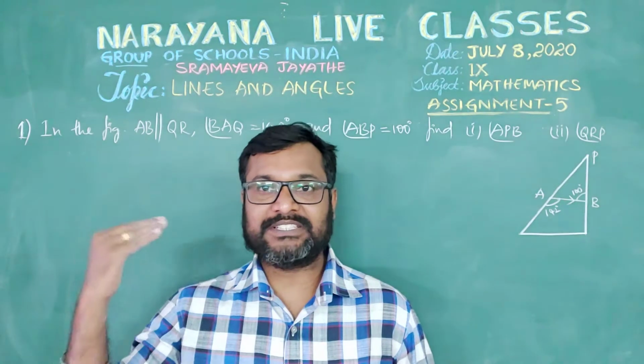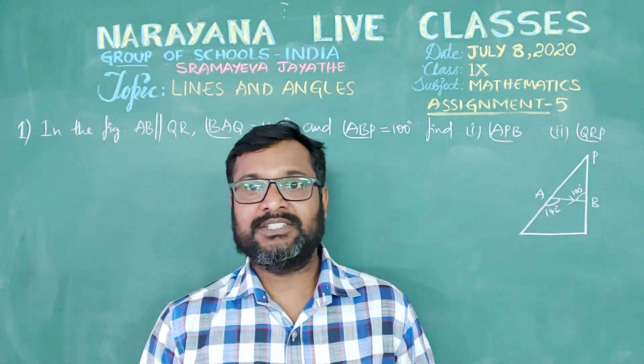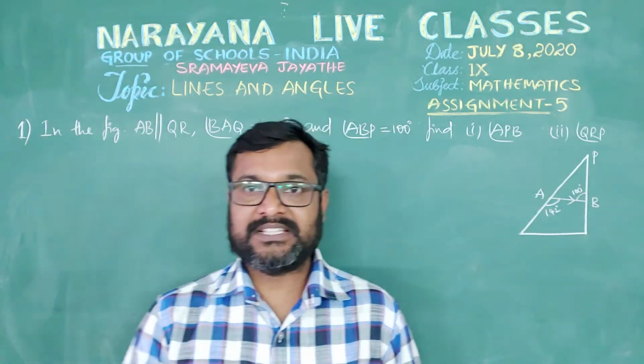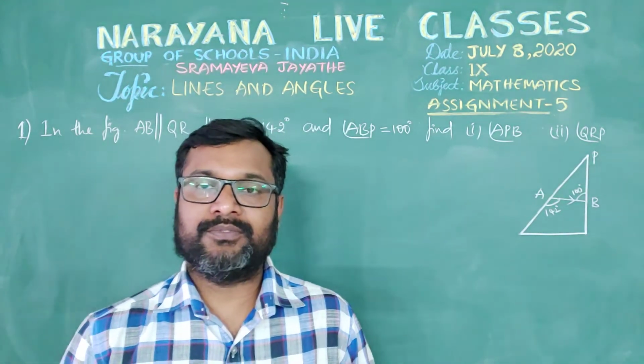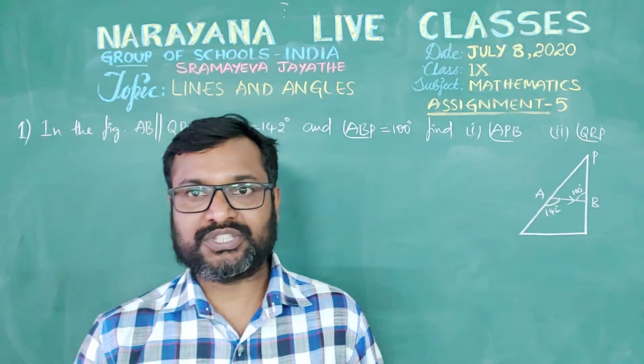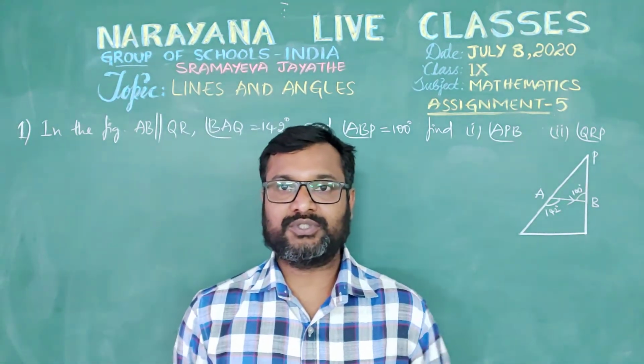Today we have the fifth assignment on lines and angles for ninth class, dated July 8th, 2020. In this assignment we have three questions. So let's discuss those questions today. Here is the first question on the board.